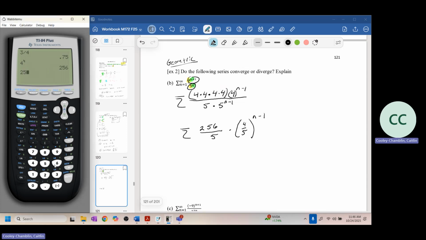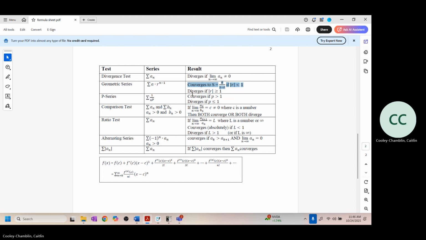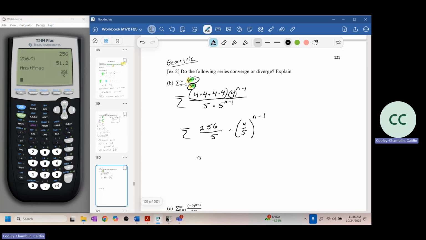So 256 divided by 5. Do I even want to do this? Let's find out. We're going to leave it as 256. So we have it in that geometric series form, A times r to the n minus 1. My A is 256 divided by 5.